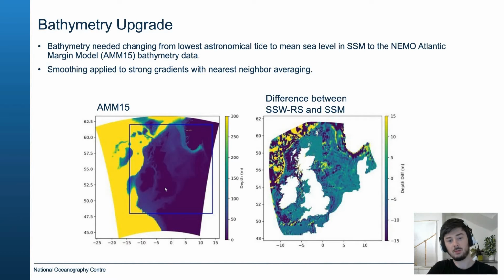First of all, the bathymetry upgrade that we've done. This was needed from the Scottish Shelf model because the original Scottish Shelf model was referenced to lowest astronomical tide. So we've switched over to using the NEMO Atlantic margin model AMM15 bathymetry dataset, and this is referenced to mean sea level. We can see the difference between the old SSM model bathymetry and the new SSW-RS bathymetry. They're interpolated onto the same grid here, and most of the difference is in deeper regions off the shelf that we're not too worried about. Then there's a slight difference over most of the shelf where we've got the difference between the reference level.